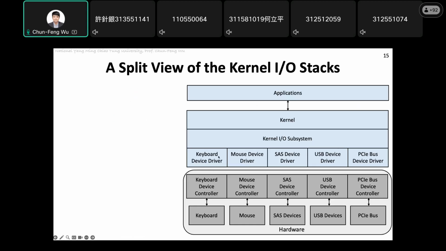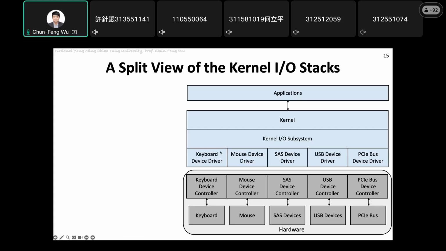The device driver is also part of the operating system. Device driver is part of the system because it is also a kind of kernel code. Firmware is not in the kernel. Firmware is inside the device. So firmware is not a part of the operating system, but the device driver is part of the operating system.